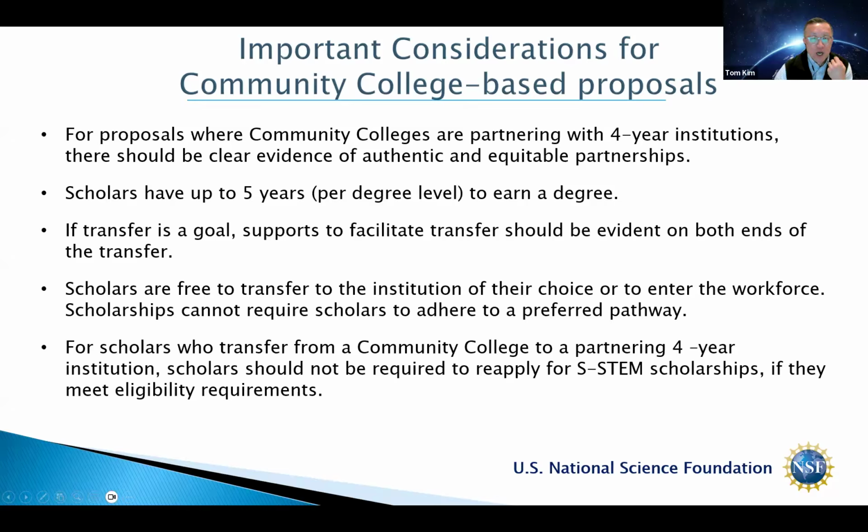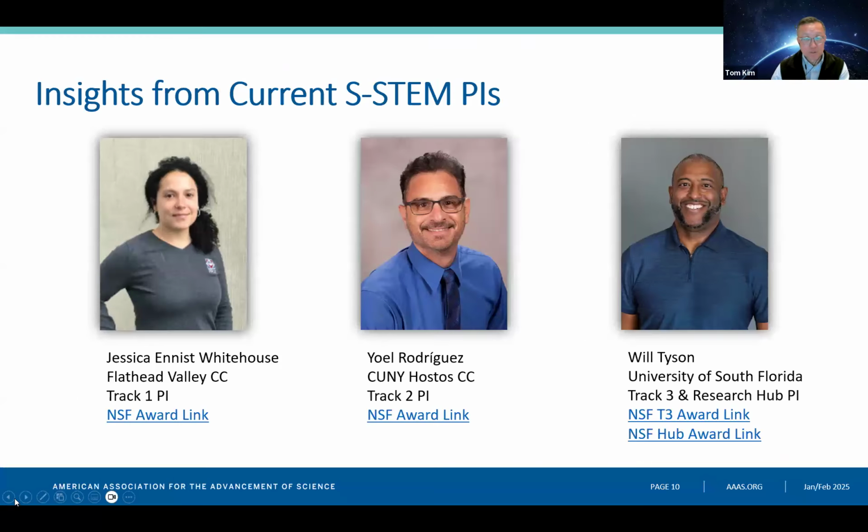So first off, and this is in the solicitation, when we see proposals that have community colleges listed as partnered institutions, there should be clear evidence of authentic and equitable partnership. This includes the disbursement of scholarship funds to students at the community colleges as well as to a 4-year partner. Okay, any level of inequity in the distribution of funds across any of the dimensions of your proposal is going to raise flags with the reviewers and with program officers at NSF.